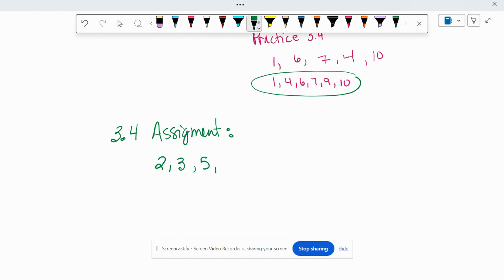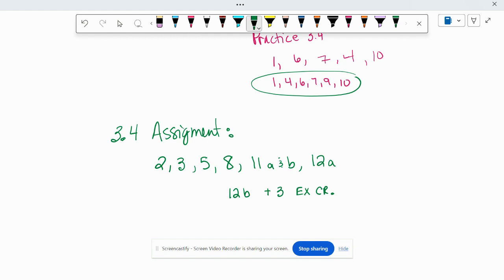5 and 8. And then if you flip it over to the next side, you are also going to do 11a and b and 12a.